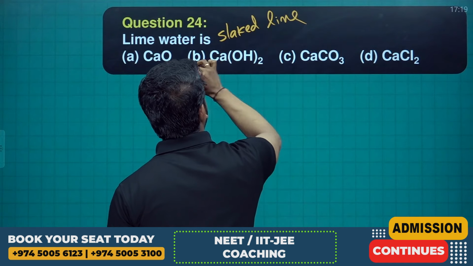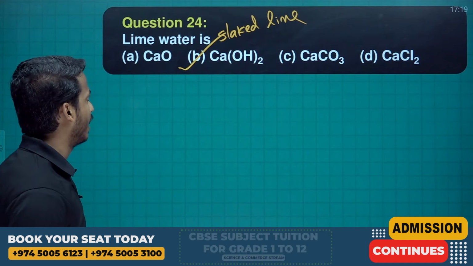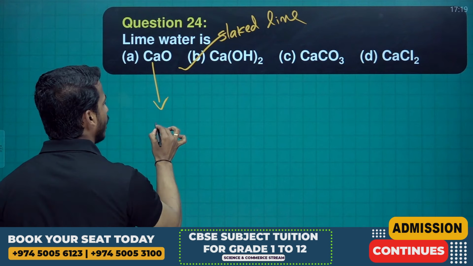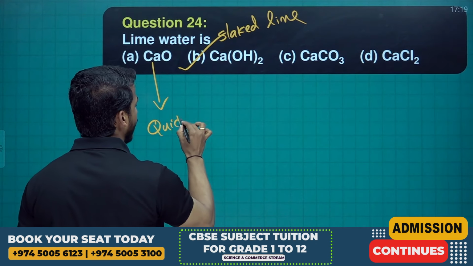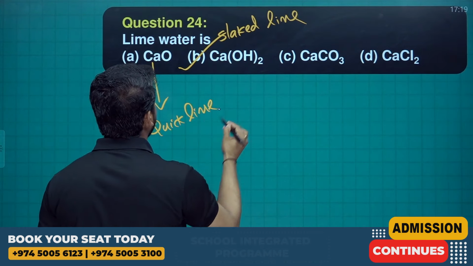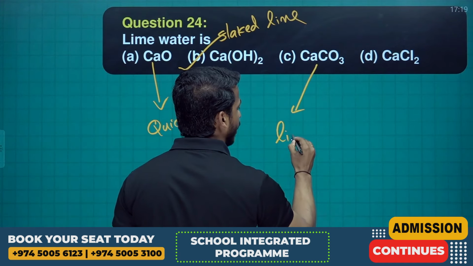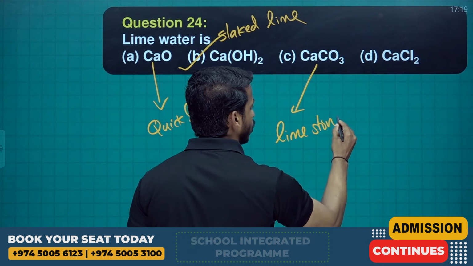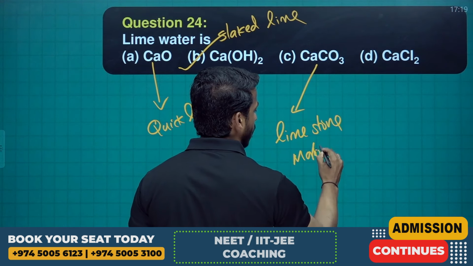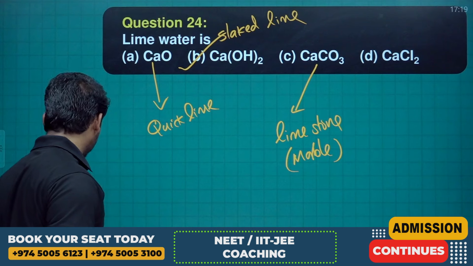Lime water or slaked lime is what? Calcium hydroxide. What is calcium oxide called here, all? Quicklime, right? Calcium oxide is called quicklime. Calcium carbonate, what do we call it, my dear? Limestone. Limestone, which is used in marble, sand, rock, right?